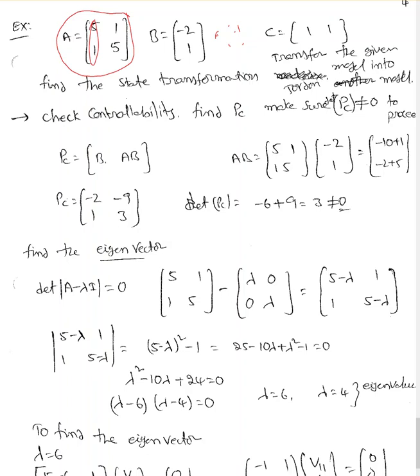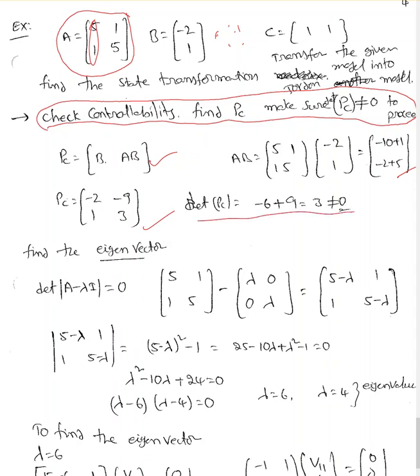So the one important point is to transform any model into Jordan form. Check the controllability, find PC, make sure determinant of PC is not equal to 0. Then only you can find the T matrix. Okay, so here I found PC, B times AB is given, found the PC value. So determinant of PC is not equal to 0, so we can proceed. Now find the eigenvector. So what is the use of eigenvectors? We can find the T matrix.